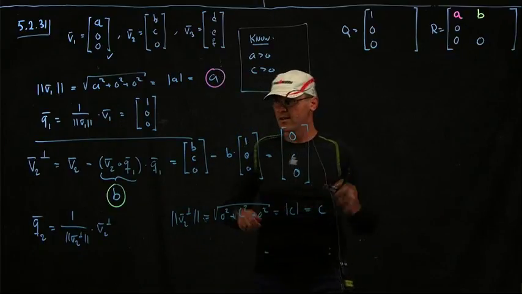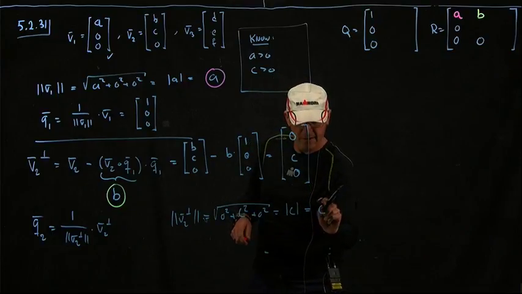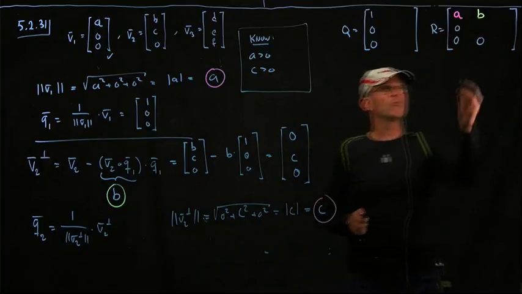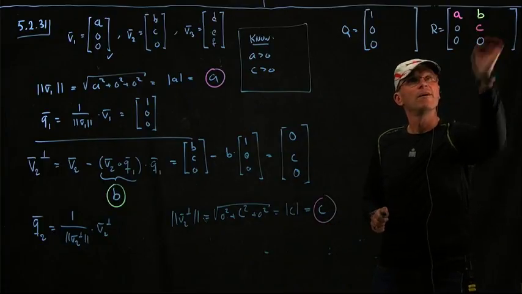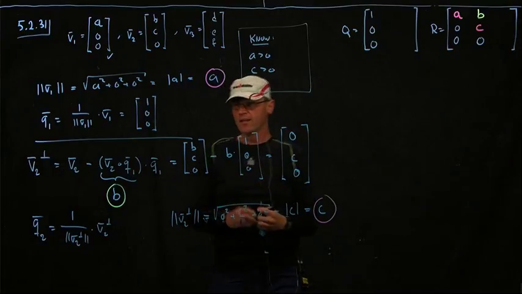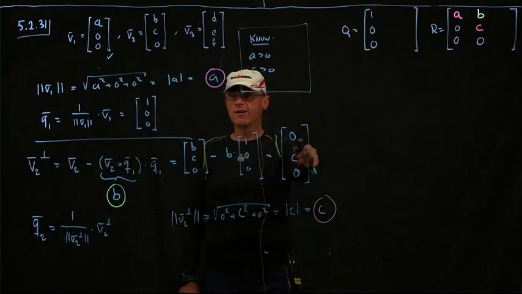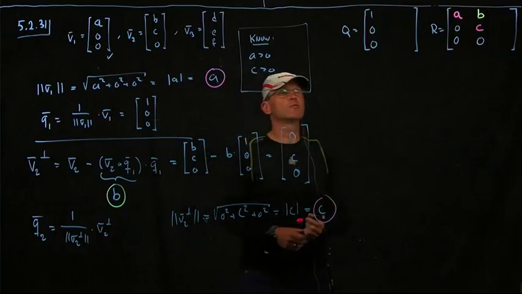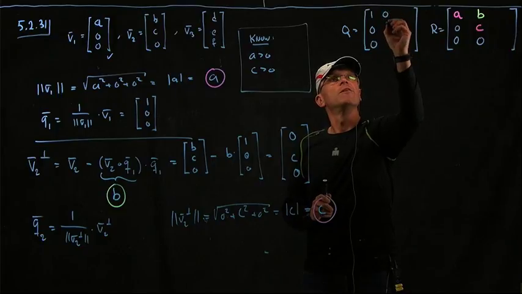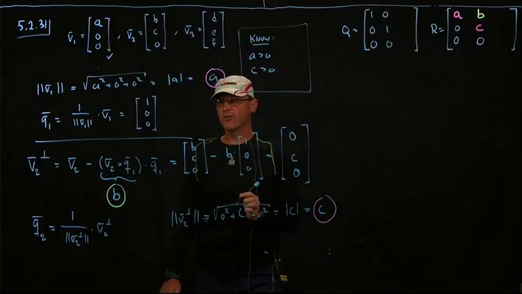So again, we have computed a length. I'm going to try to keep my color coding the same. So that ends up on the diagonal. And then we get Q2 by dividing our V2 vector by this. So we end up with a 0, 1, 0 vector. So that's our Q2.